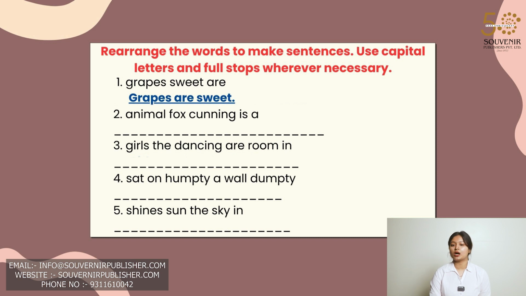Now let's move to our second sentence. It is written animal, fox, cunning is a. How we are going to make it as a sentence which is going to make a complete sense? Let's see. Fox is a cunning animal. Correct?